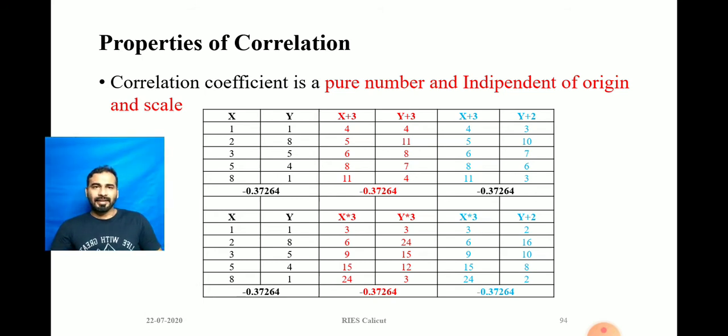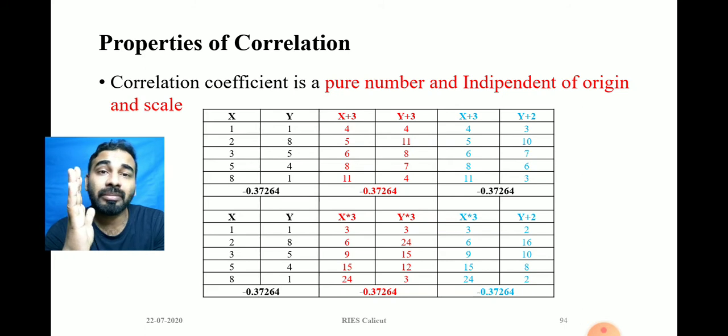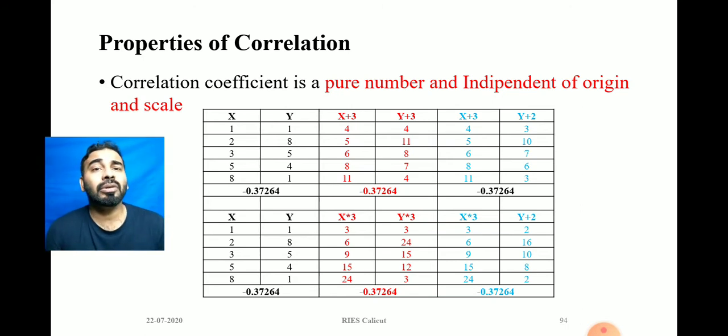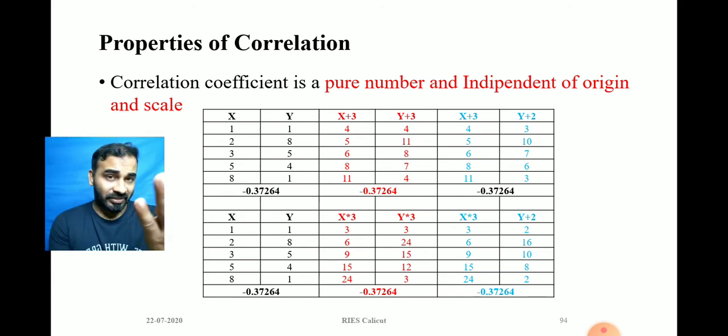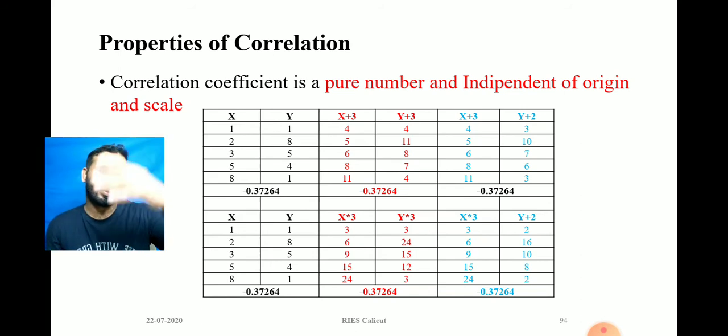Then independent of origin. There are two terms, independent of origin and independent of scale. Independent of origin means that if you add a constant number to each value, your correlation will not change. Independent of scale means that if you multiply a variable by a constant number, or divide it by a constant number, the correlation result won't change. Look at this data, x and y. We are having x and y.